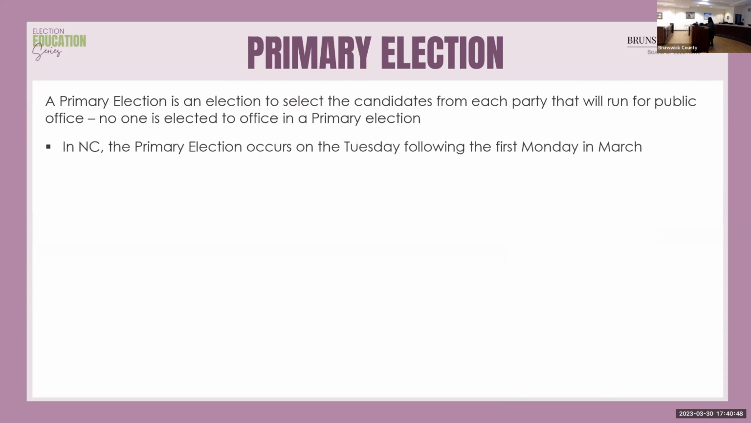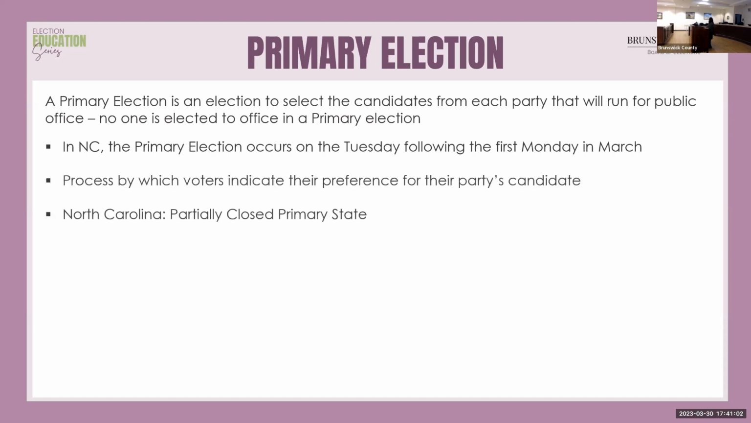A primary election is the process by which voters indicate their preference for their party's candidate. And in North Carolina, we're a partially closed primary state. What that means is that voters affiliated with a party are required to vote the ballot for their party of record. If you're a registered Democrat, you receive a Democratic ballot in the primary. If you're a registered Republican, you receive a Republican ballot in the primary.